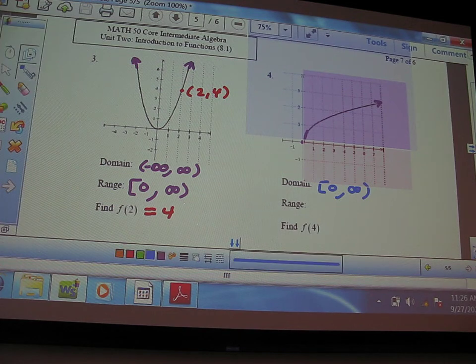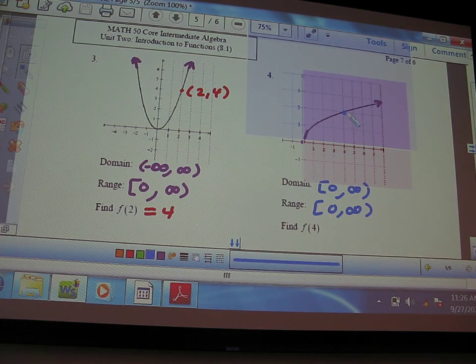I don't know. Seems like you guys sort of have this, so maybe I should just not mess with it. And then find f of 4. When x is 4, my y is right there, 2. 4 comma 2. So when x is 4, y is 2. Good.